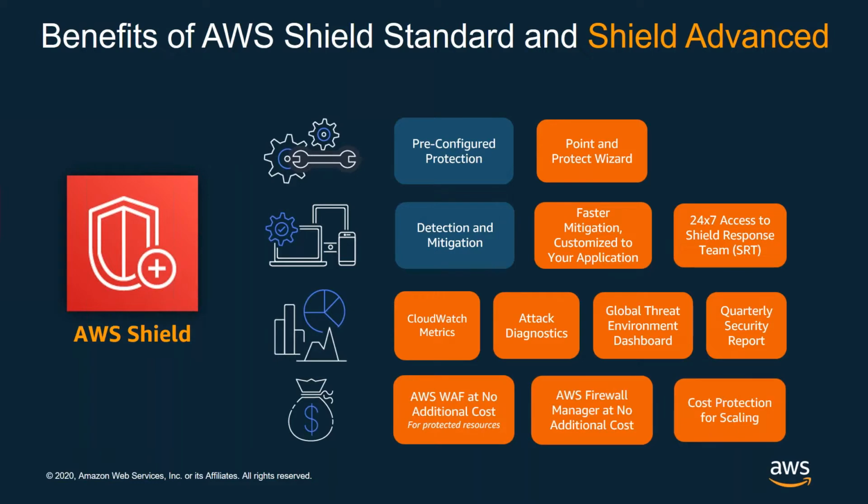And then finally, economic protection. This comes in a few forms. One of them is AWS WAF at no additional cost for protecting your applications at layer 7, as well as AWS Firewall Manager at no additional cost when you're managing AWS WAF and Shield protected resources. Finally, what you'll get is cost protection for scaling, so that if your resources need to scale and stay up, for example, in the event of a distributed denial of service attack, we offer cost protections there for Shield Advanced customers.